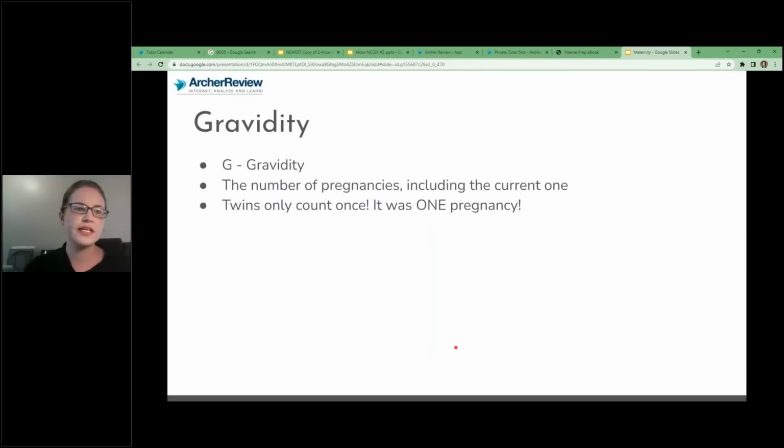So first of all, there's the G. G stands for gravidity. This is the total number of pregnancies this patient has had, including their current pregnancy. But the tricky thing here is twins only count once. Remember, even though there's two fetuses, it's still just one pregnancy. So each pregnancy is counted individually. For example, if you have a patient who is currently pregnant and they've had one prior delivery, they would have a G of 2.